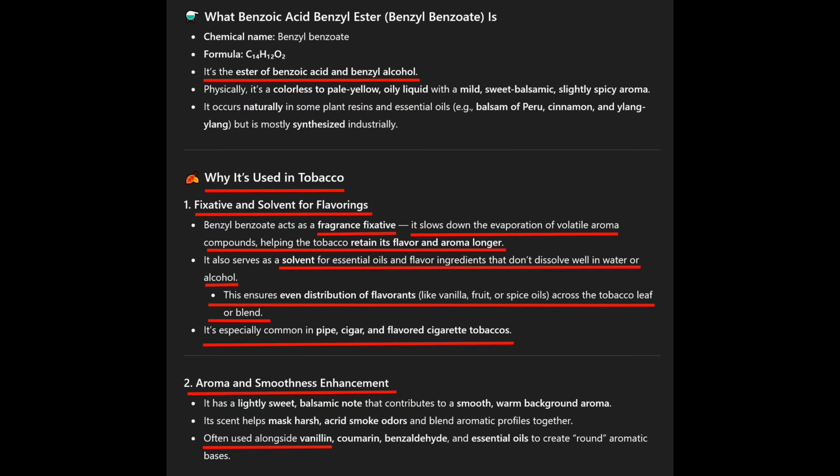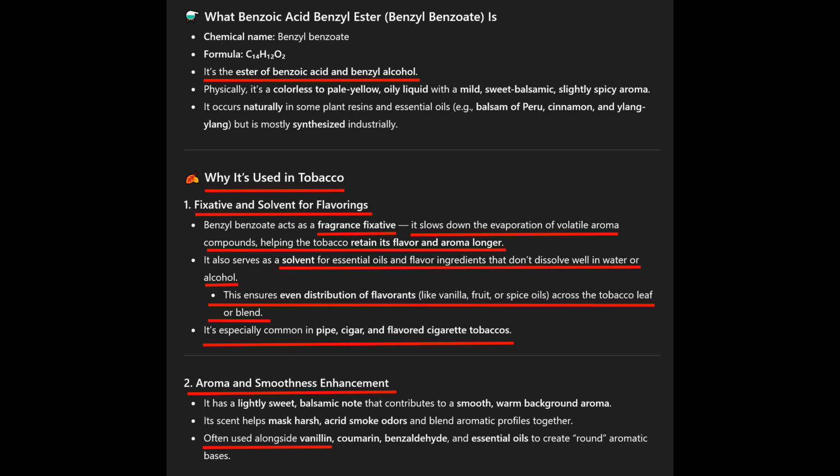Moving further to what benzoic acid benzyl ester is. It says it's an ester of benzoic acid and benzyl alcohol. Why is it used in tobacco? Fixative and solvent for flavorings. Acts as a fragrance fixative. It slows down the evaporation of volatile aroma compounds, helping the tobacco retain its flavor and aroma longer. Again, this is very important for people who like to age their tobacco.